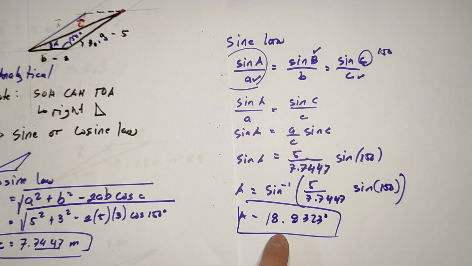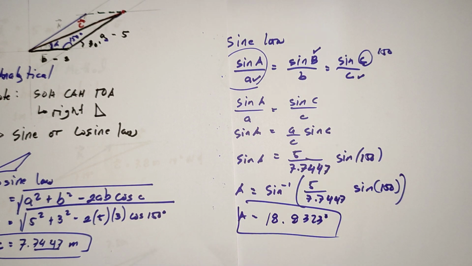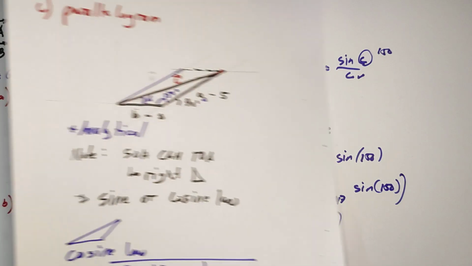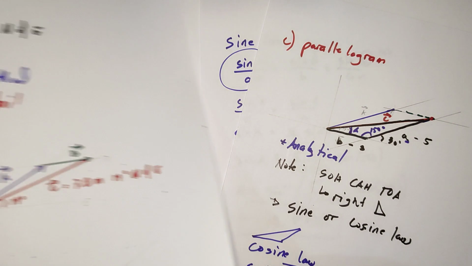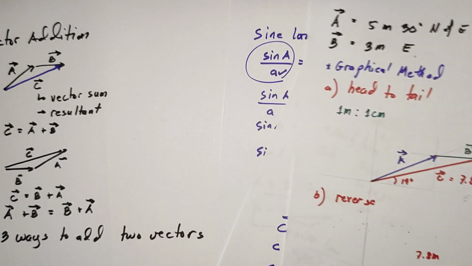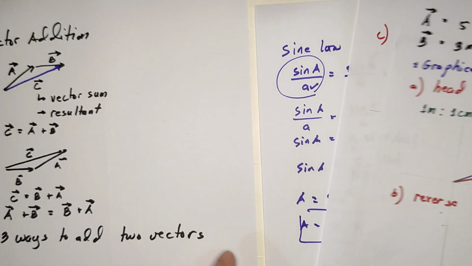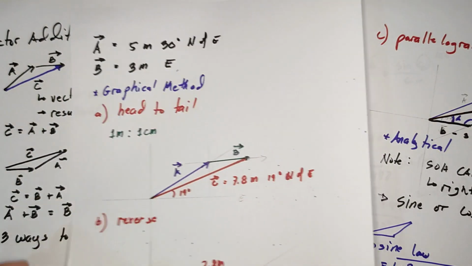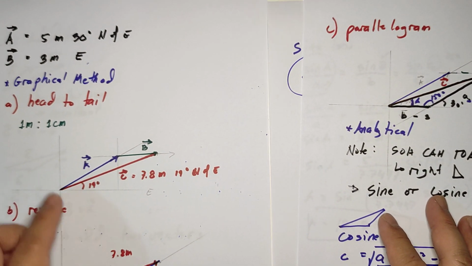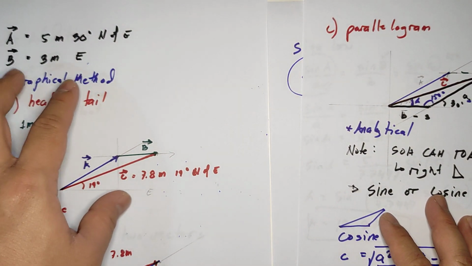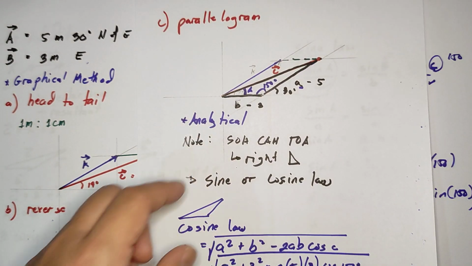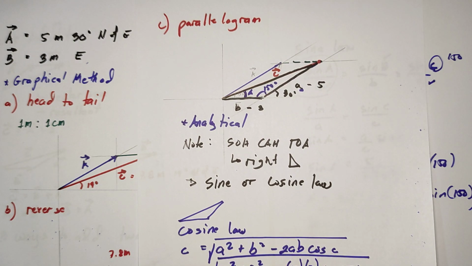In our analytical method, it shows that they are correct. So that's it for adding vectors. Again, there are three ways in vector addition: head to tail, the reverse one, and parallelogram method. Then I showed you how to compute it by using the graphical method so that you will visualize, and the analytical method so that it is more accurate.